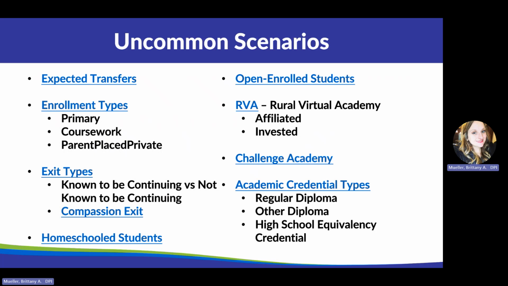Okay, so uncommon scenarios, these are things that come up that are not super frequent, but again, things we want to make sure that you understand how to report accordingly. We already talked about expected transfer. Enrollment types. There are 3 different enrollment types that you submit your students under. We have primary. This is going to be most of your students. This is the student that you see for 7 hours a day. You're the primary provider of service.